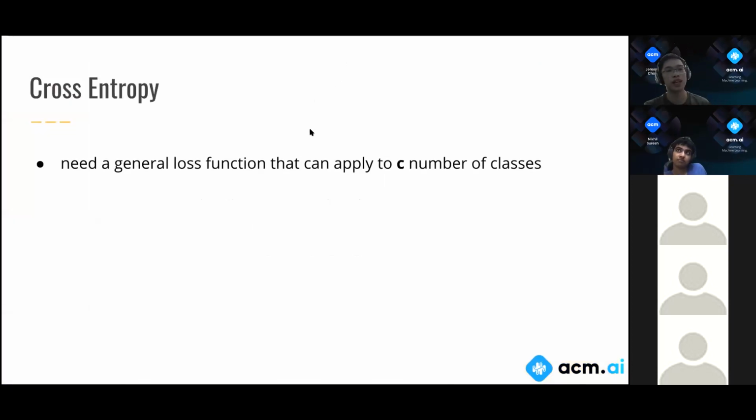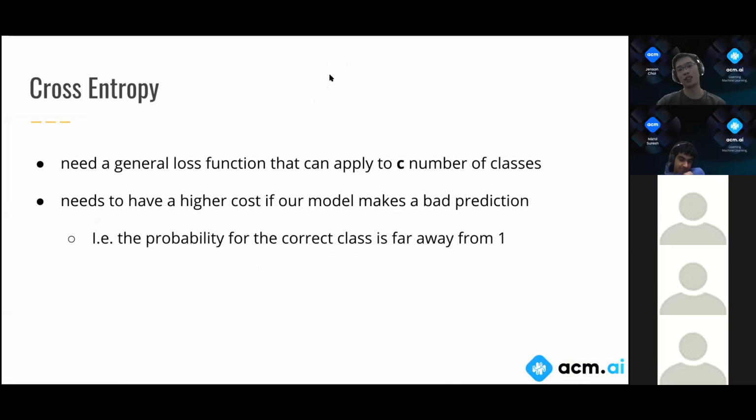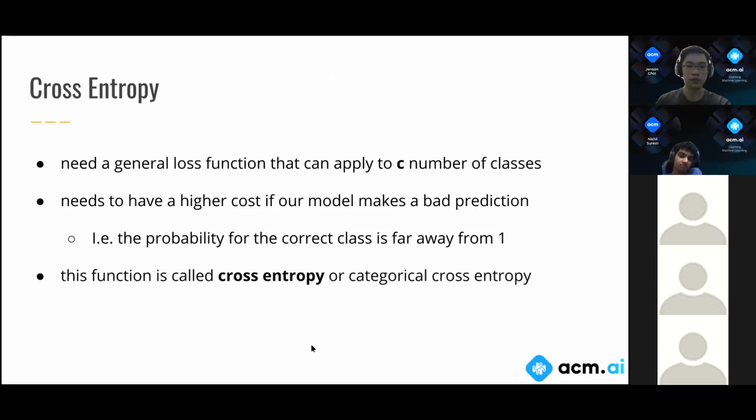The motivation behind why we don't want to use binary cross-entropy is we need a more general loss function that can apply to an arbitrary number of classes, whereas log loss only works for 2 classes. We also need a higher cost if our model makes a bad prediction. If the image is a cat, but our model predicts it's a dog, we want a higher cost than if our model thinks it's a cat. The function we're going to use here is called cross-entropy, which is short for categorical cross-entropy.